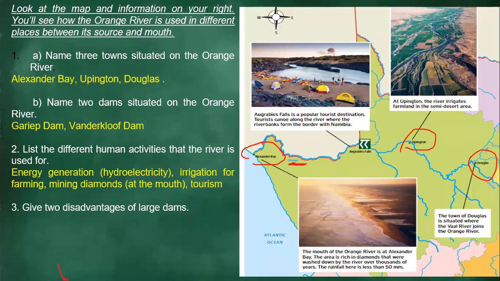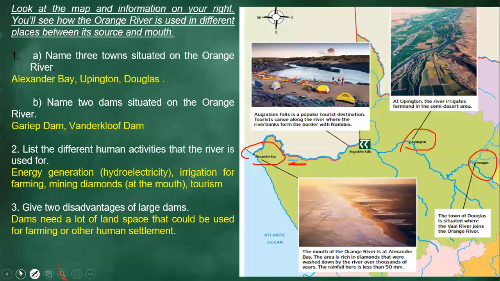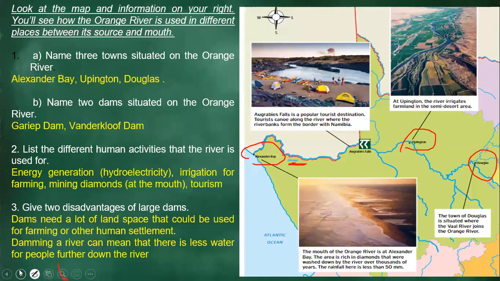Okay, so the two disadvantages of large dams are, let's see. Dams need a lot of land space that could be used for farming or other human activities. And then damming a river can mean that there is less water for people further down the river. Thank you guys for your answers. You were mostly correct. I really appreciate that. Let's move.